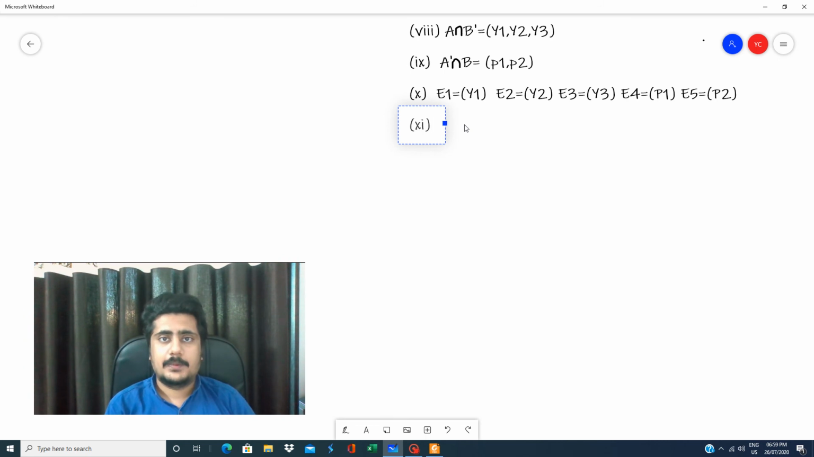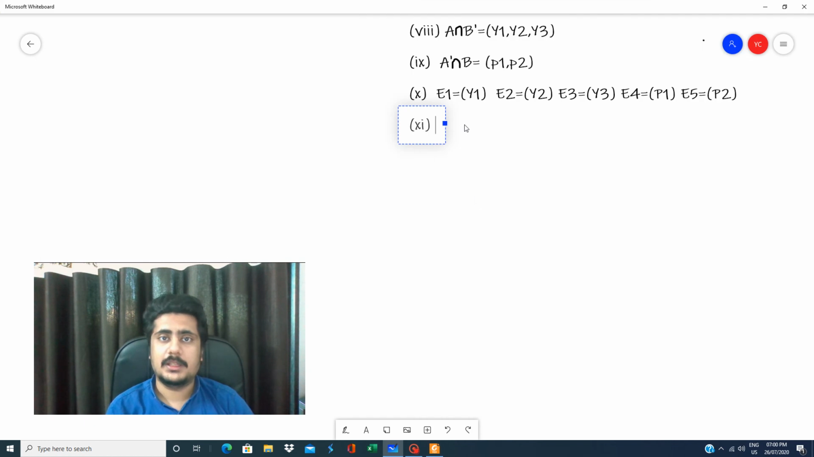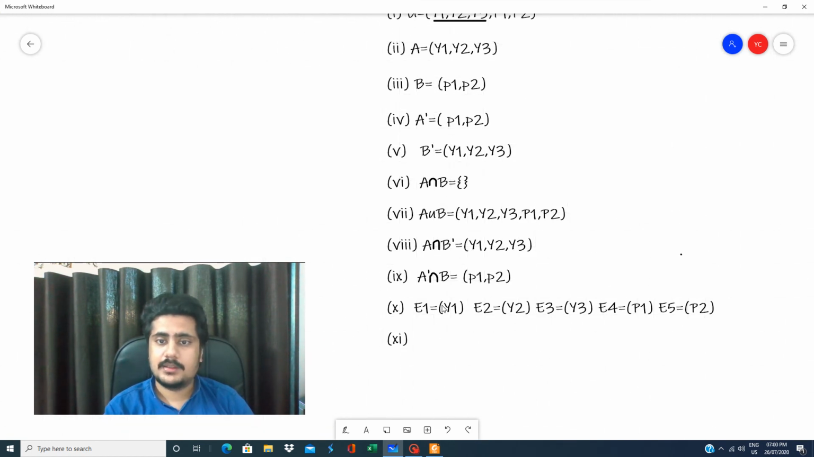Then let's go to the 11th one. What is next? Can it be said that events A and B are mutually exclusive? Then give reasons. Now you have to say whether A and B are mutually exclusive or not. For that question, you should know what mutually exclusive means. Mutually exclusive means there should be no intersection between A and B. You can see here, is there any intersection between A and B? A intersection B is the null set. So my answer is yes.